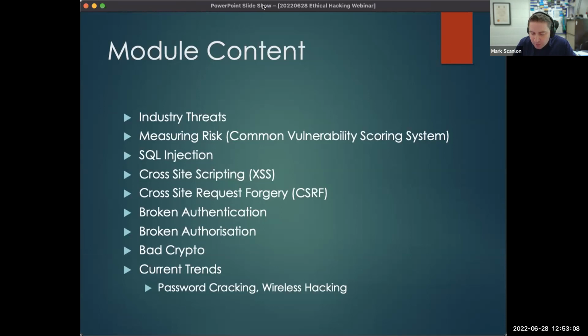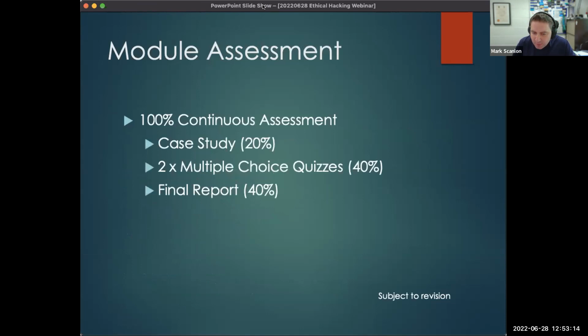In terms of the assessment, this module is 100% continuous assessment. So there's no final exam. We'll start off with a case study. There are then two multiple choice quizzes throughout the semester. These multiple choice quizzes are included in the module because this is the same as what's done by the industry certification bodies. So the Certified Ethical Hacker or the CompTIA PenTest or the penetration testing certifications are done using multiple choice quizzes. So this is to try and emulate that as best as possible.